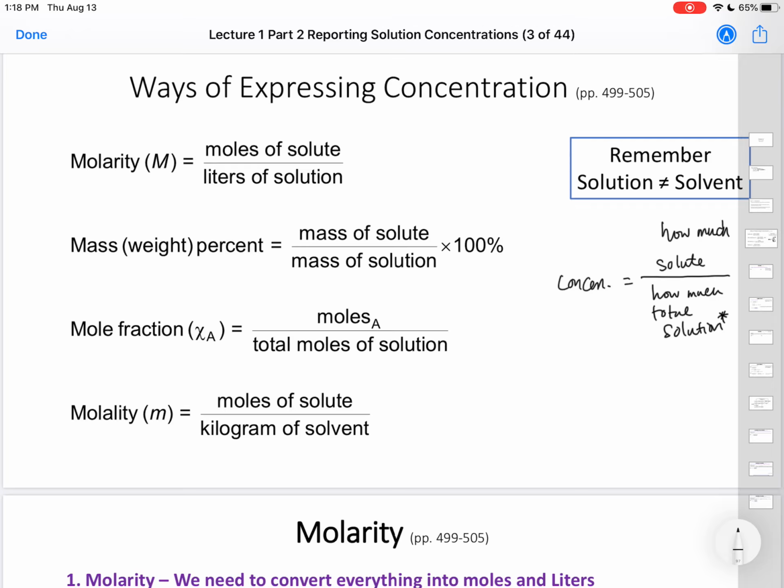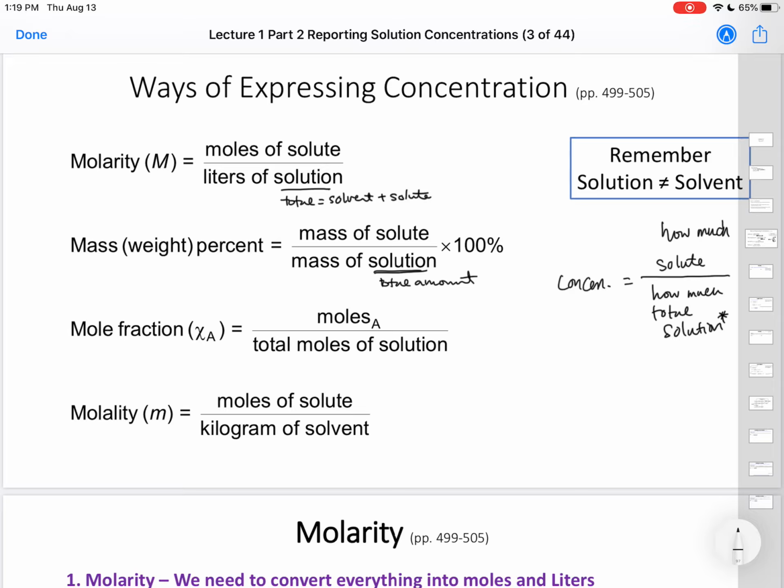For molarity, you express it in terms of moles of solute over liters of solution. And remember, the solution here is the total, right? Because the solution is the solvent plus the solute. Okay, so liters of solution is the total amount. Mass percentage is the mass of the solute divided by the mass of the solution, and then you're going to multiply by 100 to get the percentage. And again, here it is the solution, so it is the total amount.